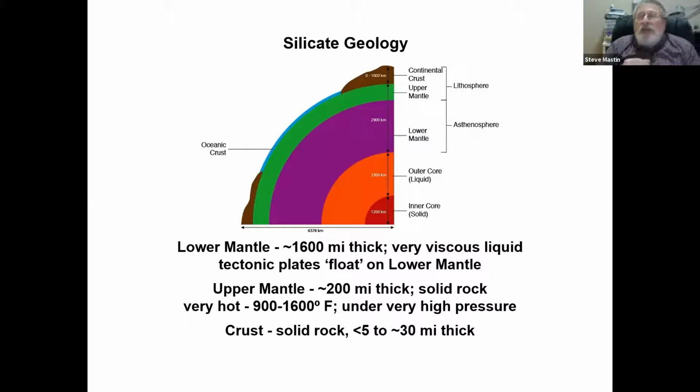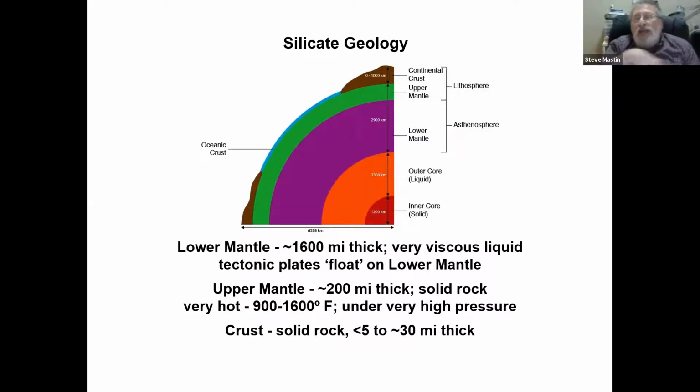So let's take a step back and start talking about where silicates come from. So this is a quadrant of the Earth. And you can see there's different layers, and the ones we're going to concentrate on are up at the top. That purple one in particular, but also the green one and that little tiny brown one. Those are the lower mantle, the upper mantle, and the crust. And the lower mantle is a real viscous liquid.